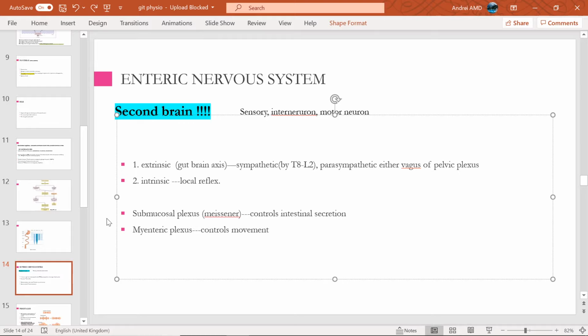And then this intrinsic one is the one that keeps on moving even after you die. It's a local reflex. So by these two, it does its own job.